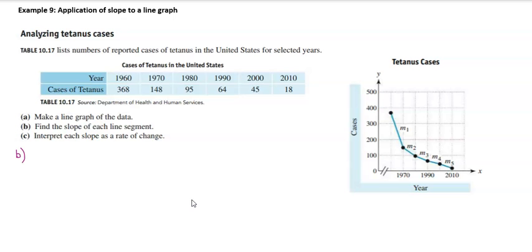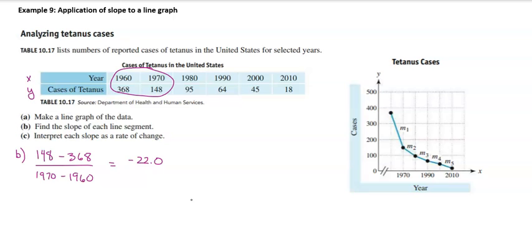So m1 is going to be from 1960 to 1970. I'm just looking at these right here. Remember the year is x and the cases of tetanus is y, so be careful. So I'm going to have 148 minus 368. Yes, we're going to get a negative number, so be careful. And 1970 minus 1960. When you put this in your calculator, you're going to get negative 22.0.